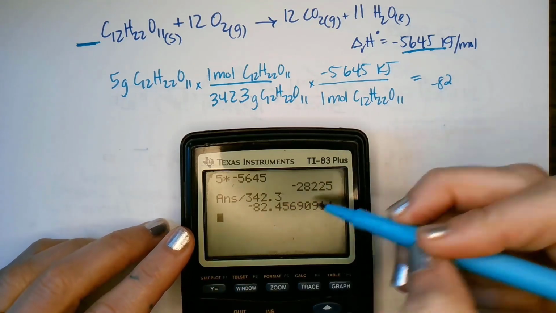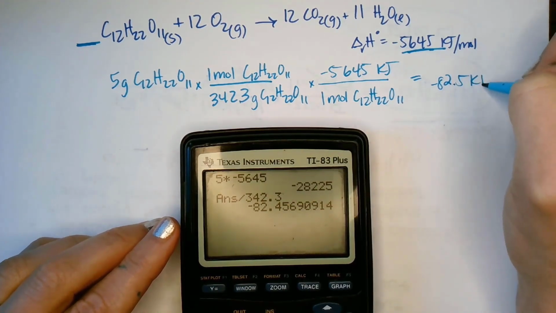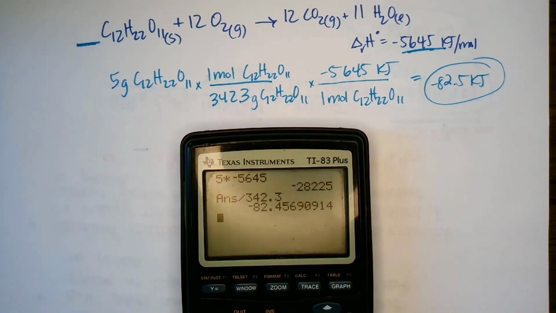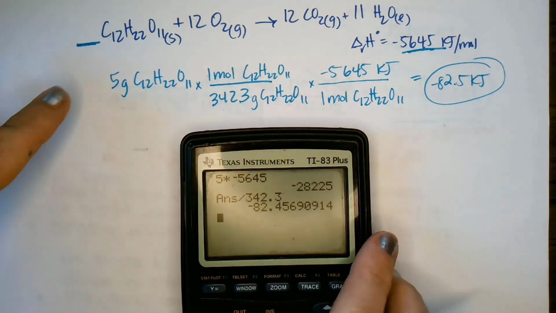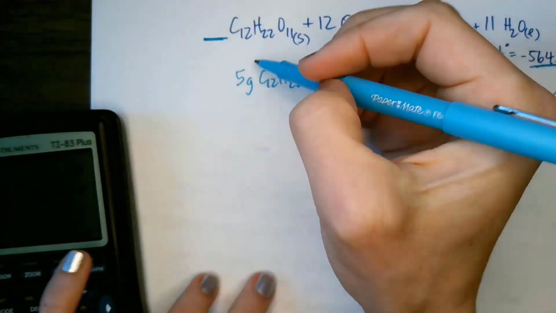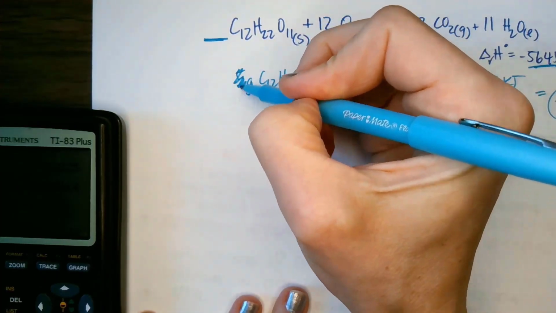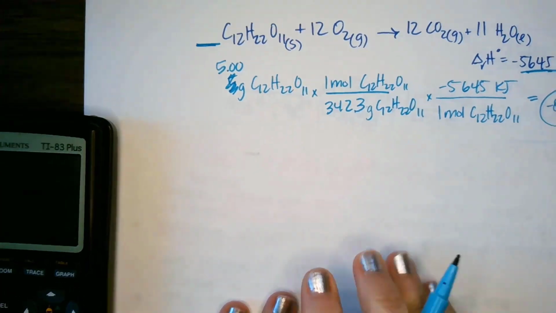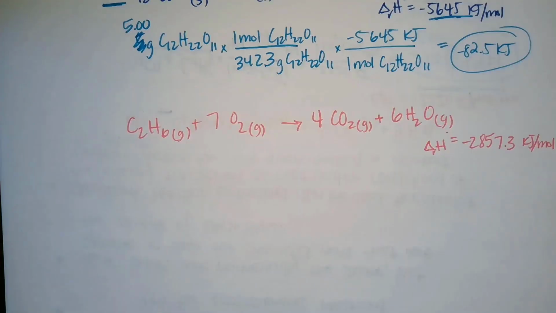And we should get negative 82.5 kilojoules of heat. And I went to 3 sigs just because I was lazy and whoops, when I started this problem out, it should have been 5.00. So sorry, 3 sig figs there, 3 sig figs at the end. Let's look at another example problem.